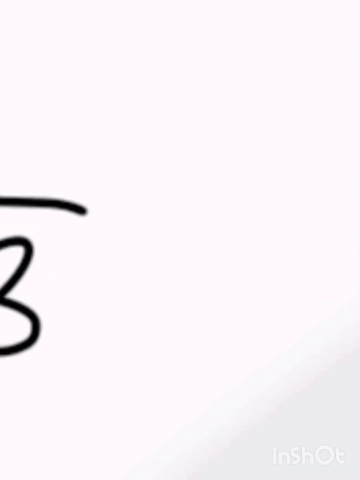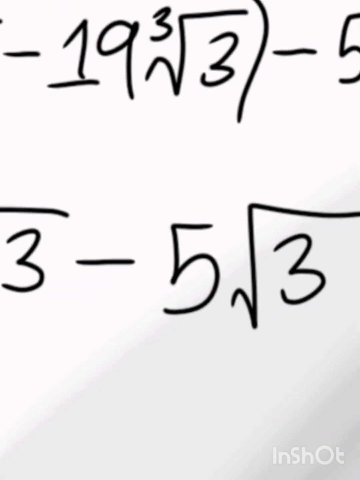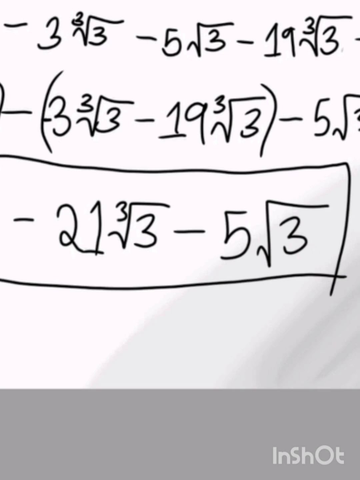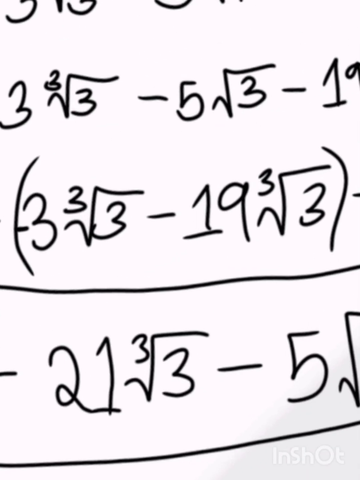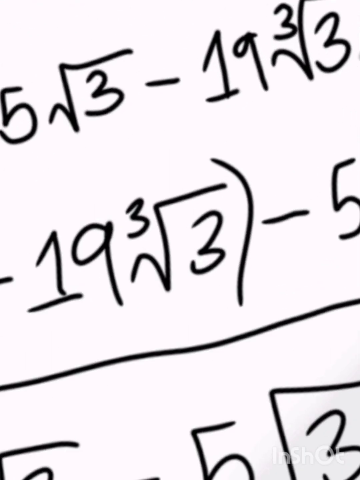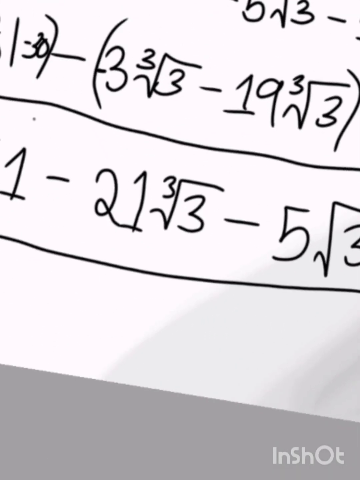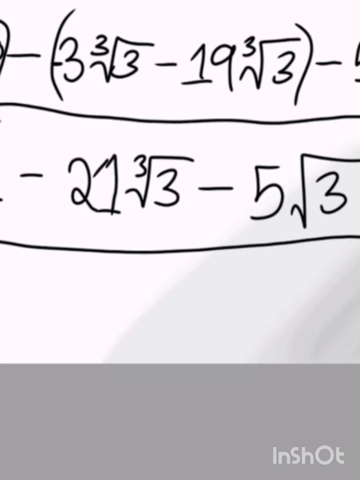Next, we copy the negative 5 square root of 3, since it got no partner, so we will not combine similar terms. And now for the final result, this is the true answer. That is how you do 9 cube root of 729 minus 3 cube root of 3 minus 5 fourth root of 9 minus 19 cube root of 3 and minus 10 square root of 9. And the answer will be 51 minus 21 cube root of 3 and minus 5 square root of 3.